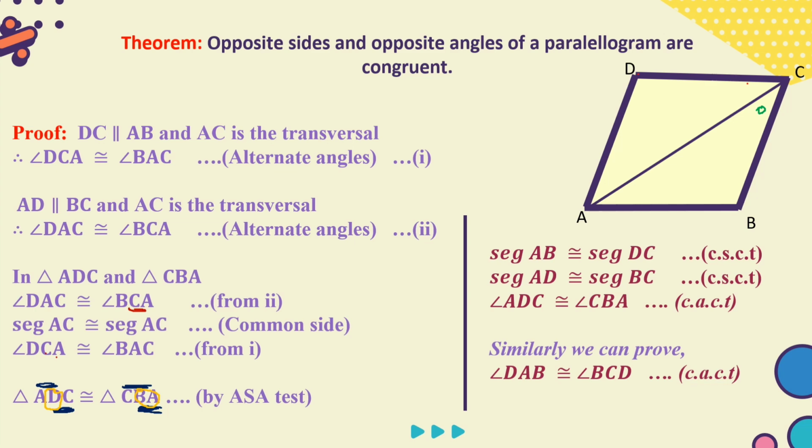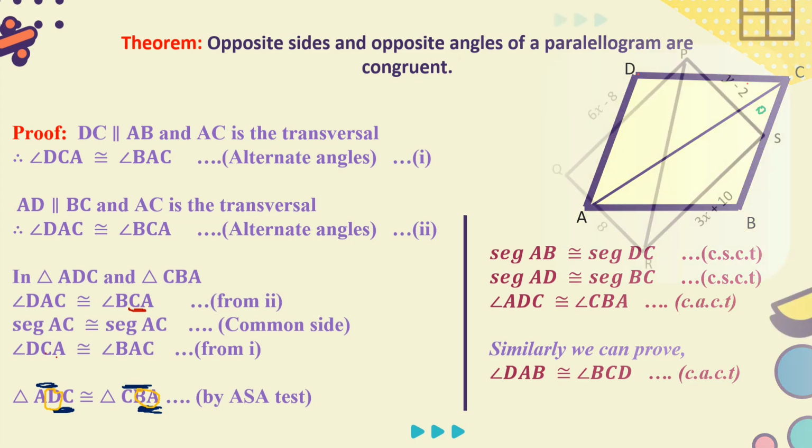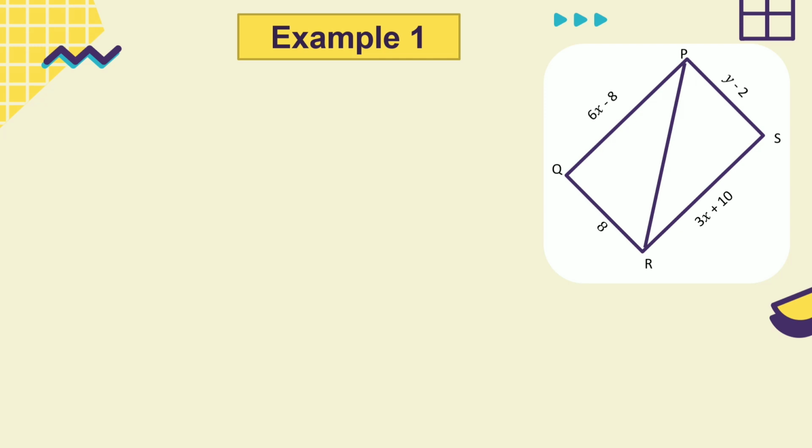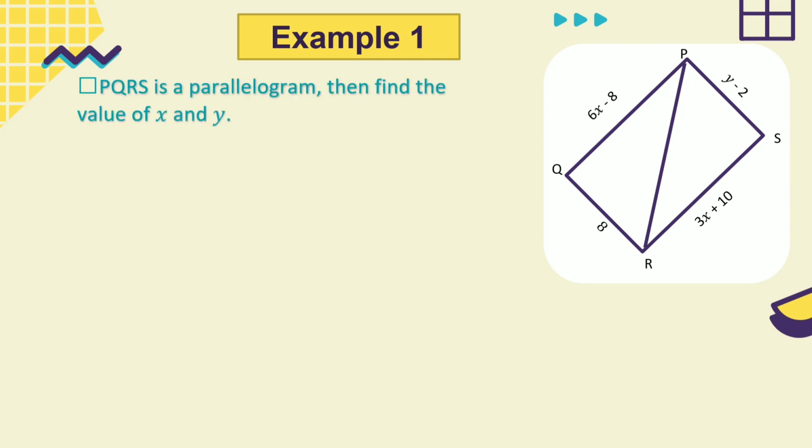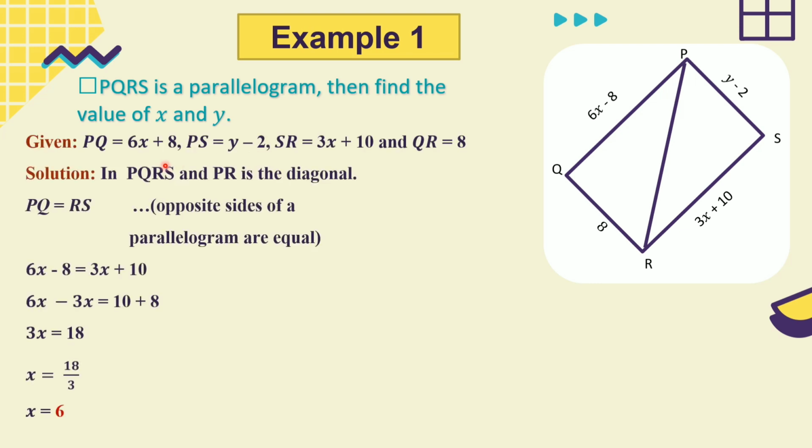Alright. Let us see the examples on the theorem which we studied. Quadrilateral PQRS is a parallelogram. Then find the value of x and y. The property was, for the sides, opposite sides of a parallelogram are congruent. So here it is given in the diagram, PQ is 6x. Sorry, it will be 6x minus 8.